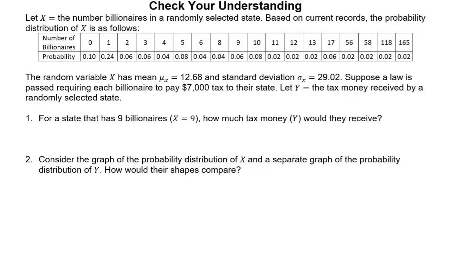It says let X equal the number of billionaires in a randomly selected state. Based on current records, the probability distribution of X is as follows. Number of billionaires. Looks like 10% of the states have no billionaires living in them. 24% of the states have 1 billionaire. 2% of the states have 165 billionaires living there.